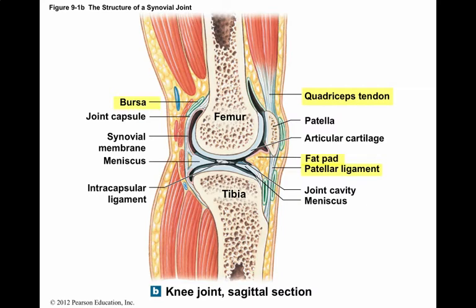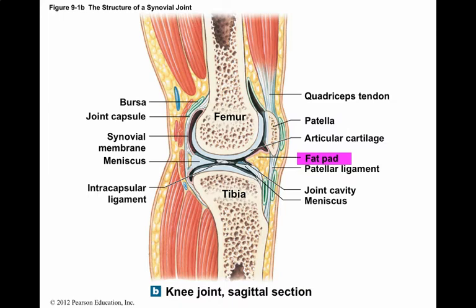Here we will look at a sagittal section of a knee joint. In many joints, like the knee, a meniscus may lie between opposing articular surfaces. A meniscus is a pad of fibrocartilage located between opposing bones within a synovial joint. The meniscus subdivides the synovial cavity and may allow for variations in the shapes of the articular surfaces.